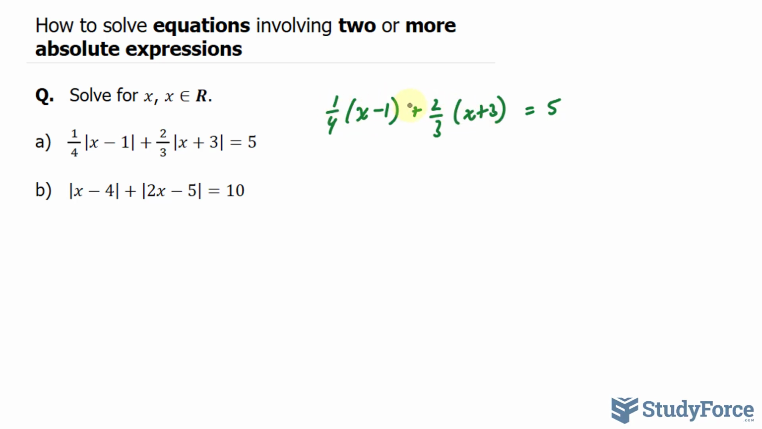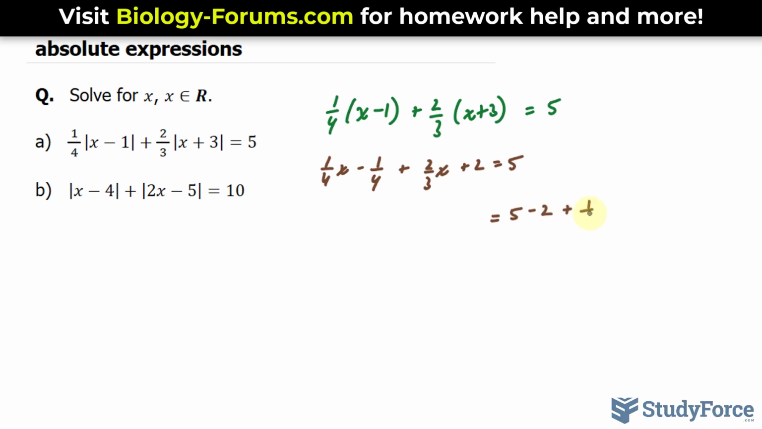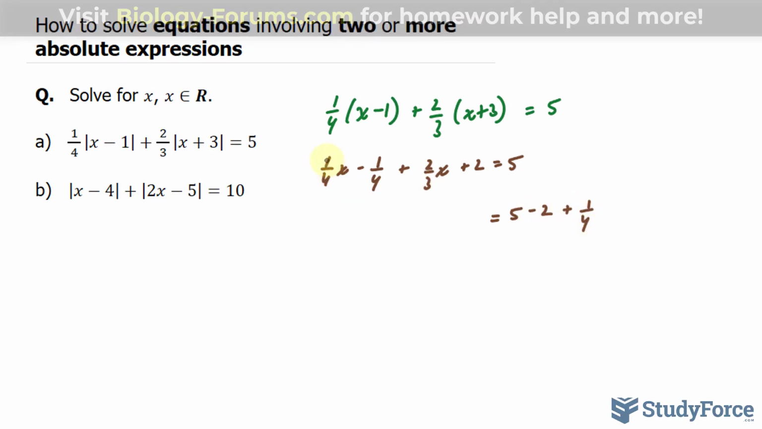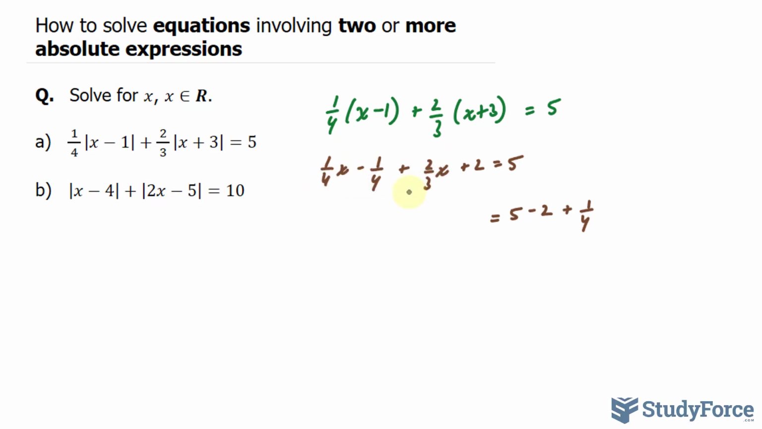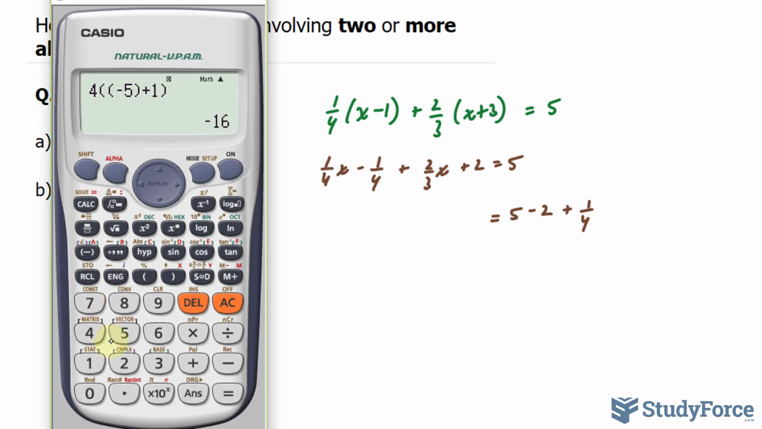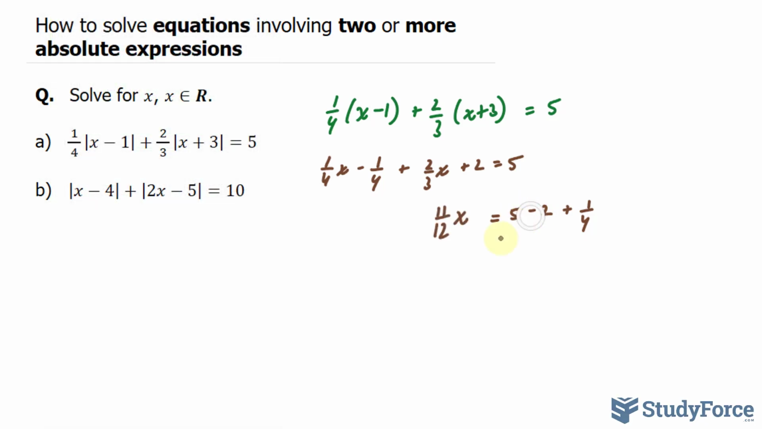Now if we solve this, I'll expand the left side, where I have 1 over 4x minus 1 over 4 plus 2 over 3x, and 2 over 3 times 3 is equal to 2, and that's equal to 5. Next, I'll bring this positive 2 and negative quarter over to the right side, where I have 5 minus 2 plus a quarter. And on the left side, I have 1 over 4x plus 2 over 3x. I'll use my calculator. 1 over 4 plus 2 over 3 gives me 11 over 12. And on the right side, we have 5 minus 2, that's 3 plus a quarter, 3.25.